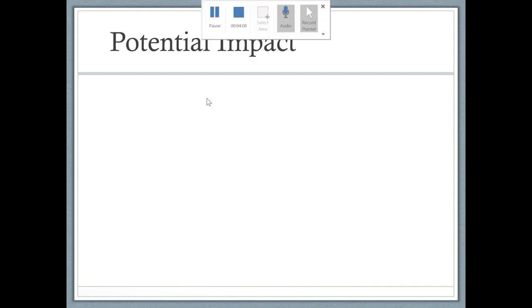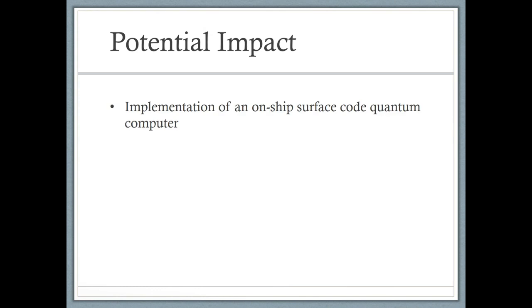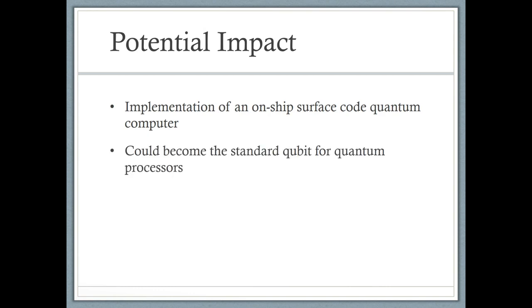Given the promising features of the X1 qubit, I believe that there are a lot of potential impacts. So the first and most obviously, the X1 qubits could lead to the implementation of an on-chip surface code quantum computer. The X1 could also become the standard qubit for future quantum processors if further tests prove promising. And lastly, it could become the benchmark for designing qubits in the future.